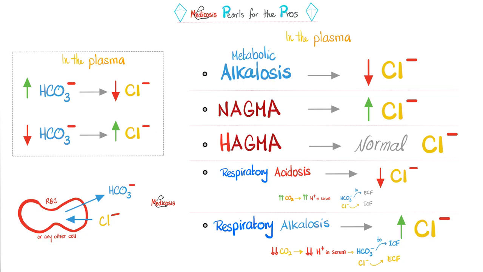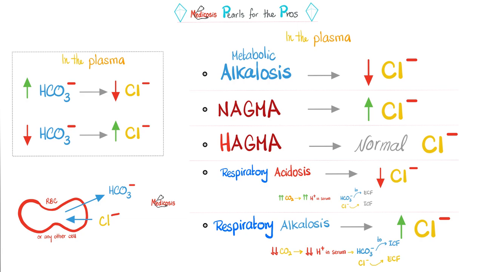Some pearls for the pros. In the plasma, if I have metabolic alkalosis, more bicarbonate, less chloride in the plasma. If I have NAGMA, bicarbonate is down. Who's gonna take its place? Chloride. Hyperchloremia. In HAGMA, the anion gap is high, but the serum chloride is normal. Because here, bicarbonate is low. Who's gonna take its place? It's not the chloride, it's the unmeasured anion.